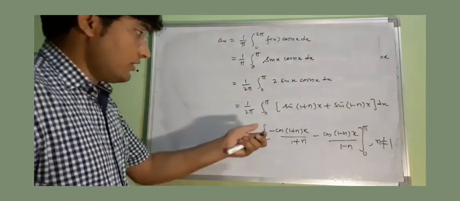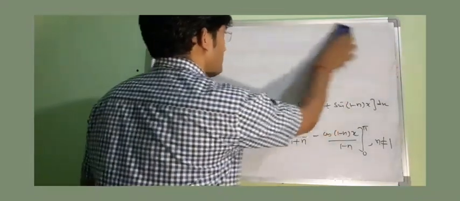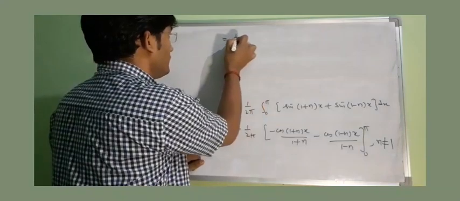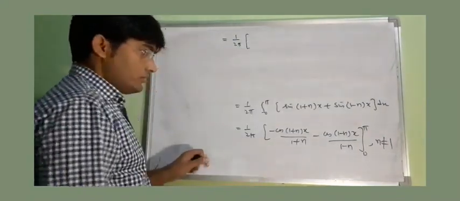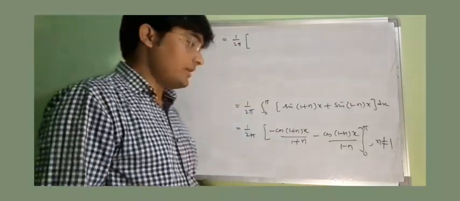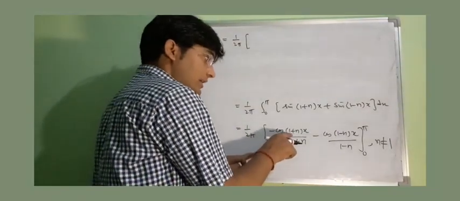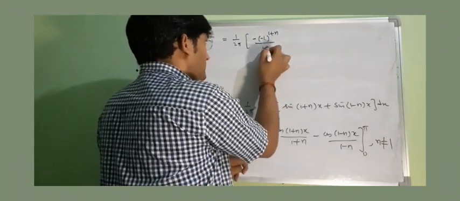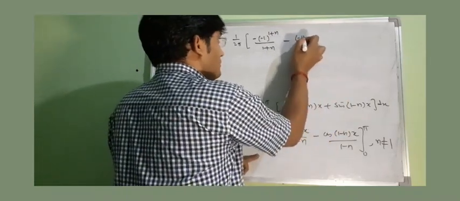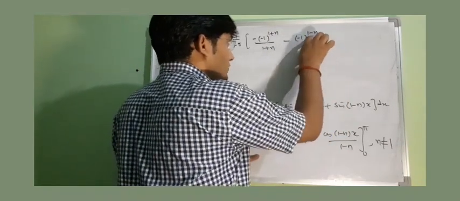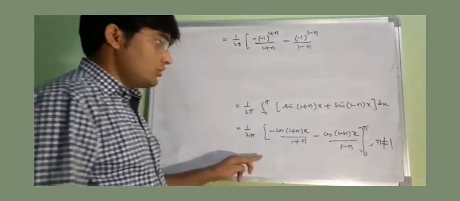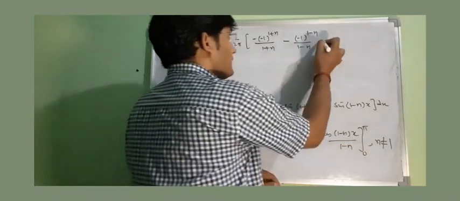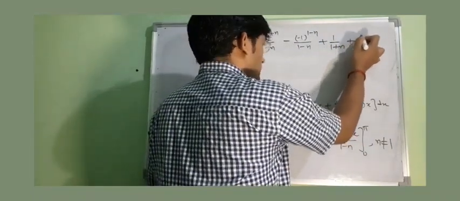So this is your an. Now let us simplify it. So this is equal to 1 upon 2 pi. Now we know that cos n pi is minus 1 to power n. So here in place of n we have 1 plus n. So this is minus 1 to power 1 plus n divided by 1 plus n. Again here we will have minus 1 to power 1 minus n divided by 1 minus n. Now for the lower limit, you know that cos 0 is 1, and again for this cos 0 is 1, so we will have plus 1 upon 1 plus n and plus 1 upon 1 minus n.